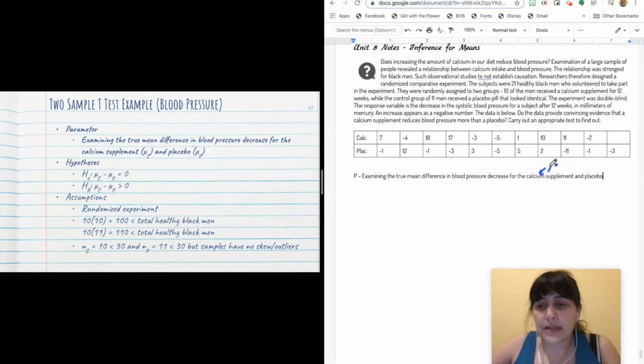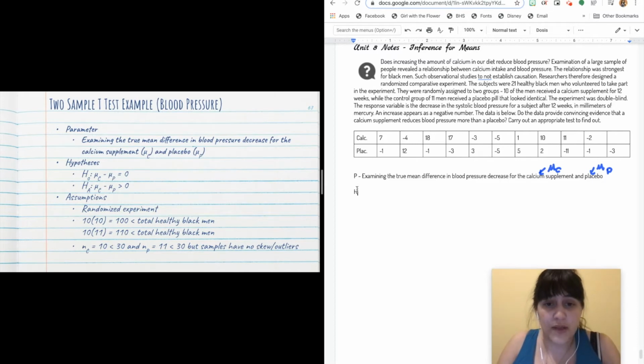So your calcium supplement here, I'm calling it mu sub C, and the placebo, I'm calling mu sub P, just so I can keep it straight and so that the AP readers know what I'm talking about. Okay. All right. So then let's proceed to our hypothesis step, my H step.